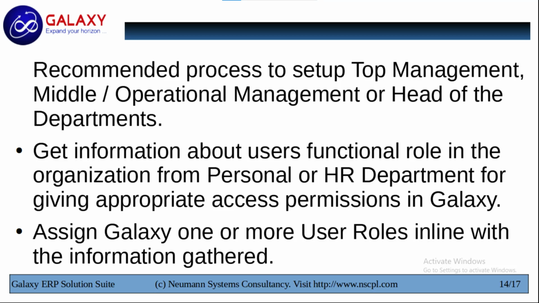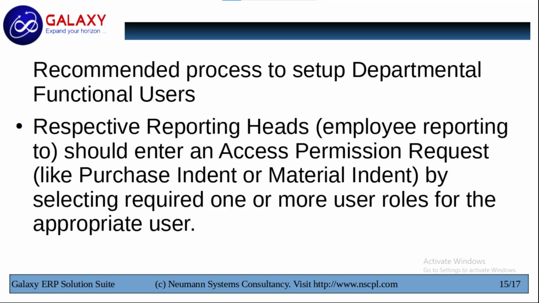Get information about the user's functional role in the organization from the personnel or HR department for giving appropriate access permissions in Galaxy. Assign one or more Galaxy user roles in line with the information gathered. Recommended process to set up departmental functional users. Respective reporting heads, that is, the employee reporting to, should enter an access permission request, like a purchase indent or material indent, by selecting one or more required user roles for the appropriate user.